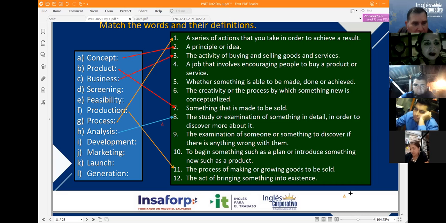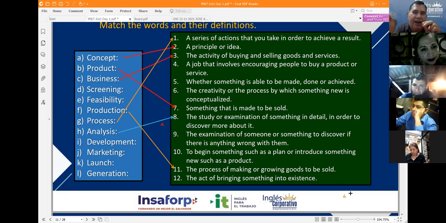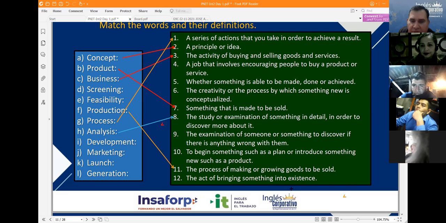Development. Number 10. Development is, you have a concept, a plan, and you begin working on it until you have the final product. Yes. So that's the development. Or market. Number 9. No, not really. Number 6. Process. Number 5. Notice that creativity is to create a concept until something new is conceptualized. We're talking about the concept, the idea, but you bring it into existence. It didn't exist, now it exists.